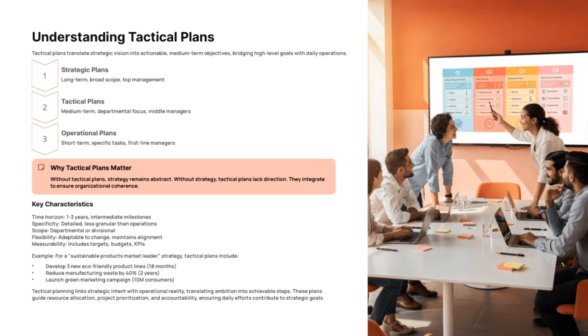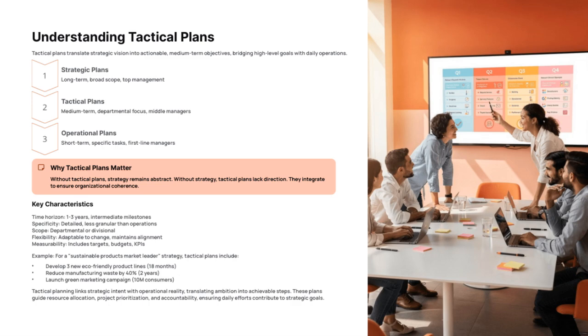Think of tactical plans as the middle ground. They're more detailed than strategic plans, but less granular than day-to-day operations. They typically cover a timeframe of 1 to 3 years, with intermediate milestones to track progress. They are usually scoped to departments or divisions, allowing for focused efforts while remaining flexible enough to adapt to change.